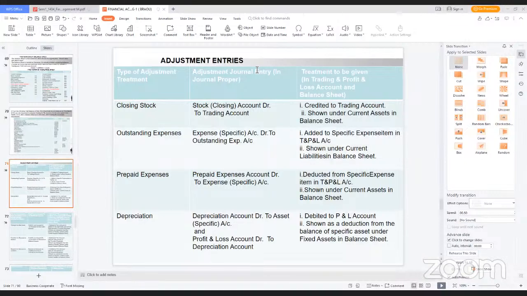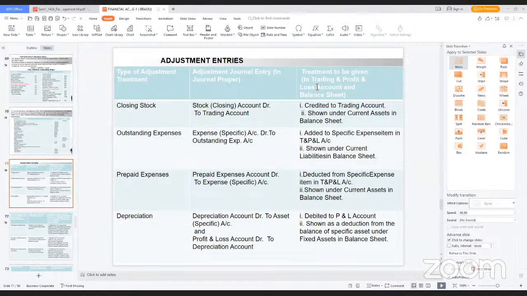Closing stock, we take the adjustment in the journal entry as stock account debit. We are talking about the closing stock. So the journal entry adjustment will be closing stock account debit to trading account. This closing stock will always be taken on the right side of your trading account. Why are we taking this in the trading account? Because we are posting the stock account. It is a closing account in the trading account. That's why we are writing the adjustment like this.